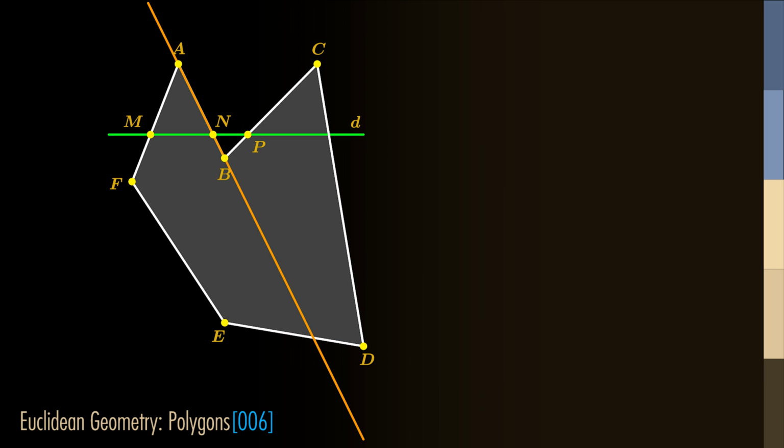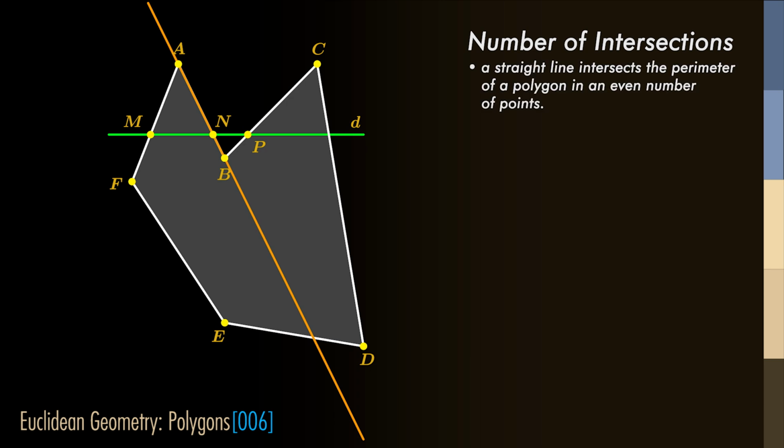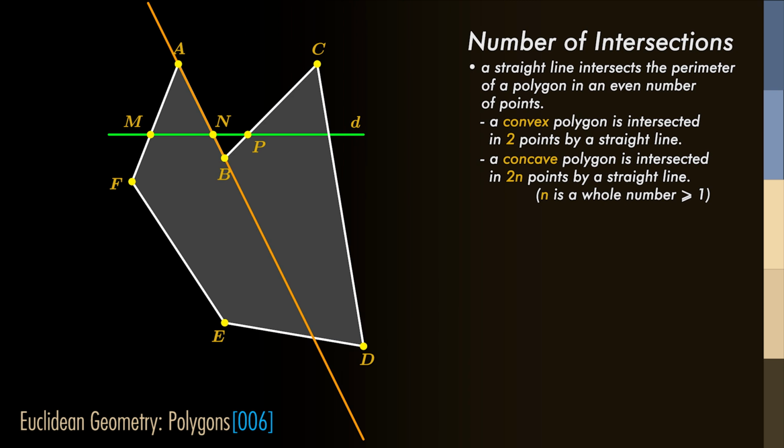Not a corollary in stricto sensu of this proposition, but an important remark can be made about the number of intersections of a straight line with a polygon. The remark is the following: a straight line always intersects the perimeter of a polygon in an even number of points. That's easy to see, because for a point that moves along a straight line in the same direction, for every instance it enters the polygon, there must be an instance that it exits the polygon. So a straight line intersects a convex polygon in 2 points, and a concave polygon is intersected by a straight line in 2n points, where n is a whole number bigger or equal than 1.